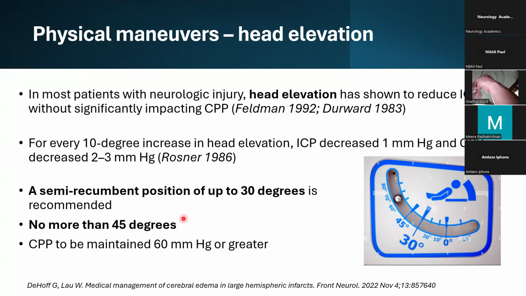So we cannot go on indefinitely increasing the head end elevation because the CPP will fall. We have to make sure that the CPP is maintained at at least 60 millimeters of mercury. And for head end elevation, up to 30 degrees is recommended and not more than 45 degrees. So this is with regard to head end elevation. To improve the venous outflow, the best position is raising the head without compromising the cerebral perfusion. On an average, 30 degrees is ideal.